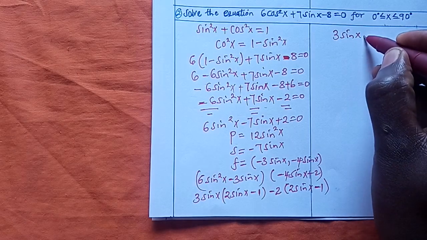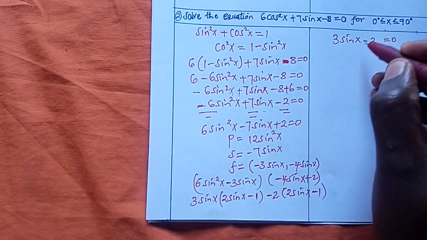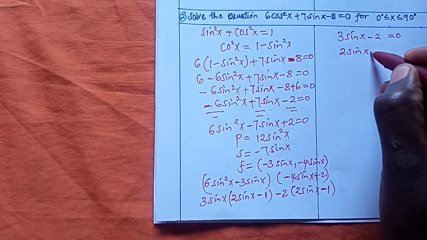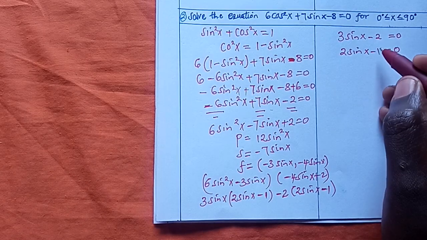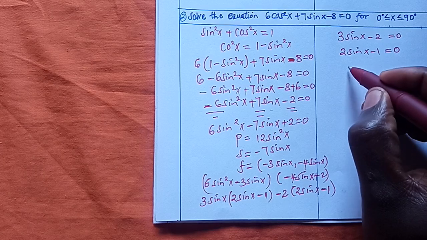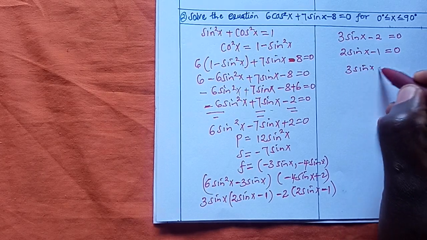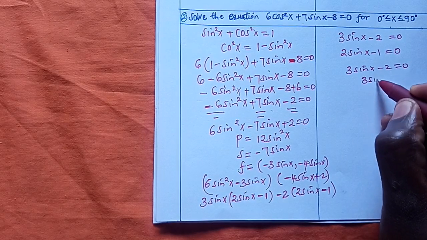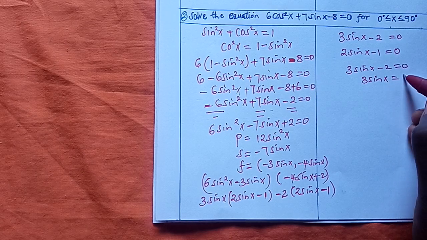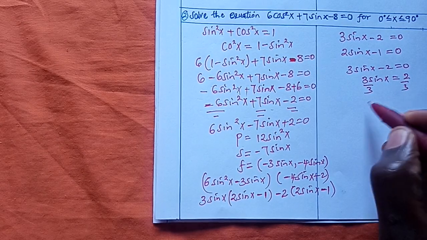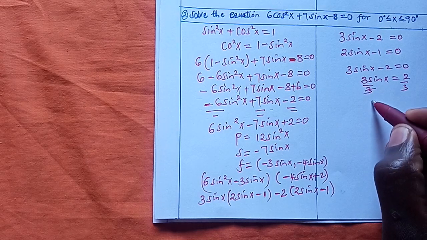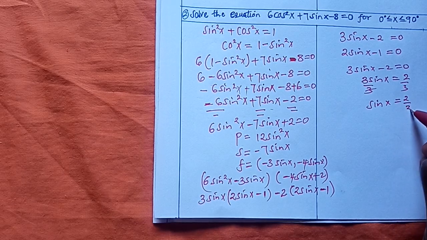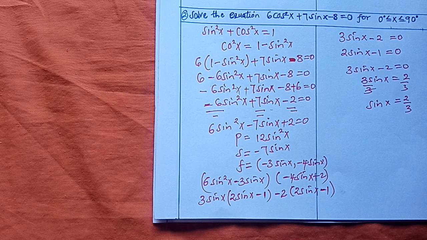We proceed by saying that when the two brackets are the same, we go with 1 by saying 3 sine x minus 2 is equal to 0. And when you have 2 sine x minus 1 is equal to 0. So let us solve the first one. 3 sine x minus 2 is equal to 0. Put like terms together by saying 3 sine x is equal to 2. We divide both sides by 3. So we are going to have our sine x as 2 over 3, or 2 thirds.